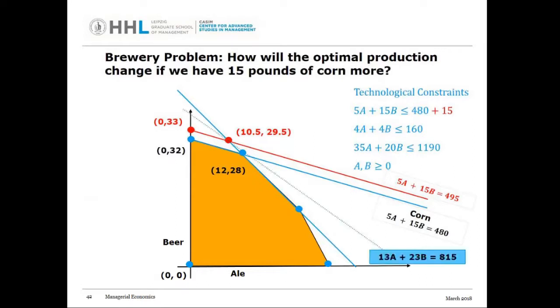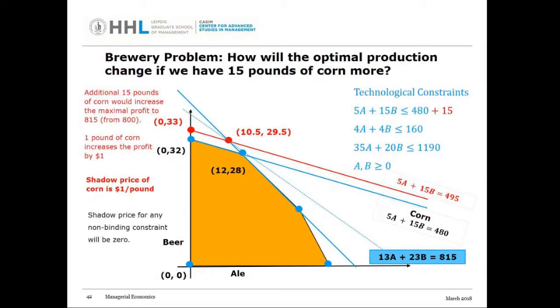Just to understand, we would have a new profit-maximizing production plan. The dotted line shows us the profit, and the profit is 815. It means we increase the right-hand side, or we increase the amount of corn, by 15 pounds. What we get is $15 more profit. So for every pound of corn, we get an extra $1 profit.